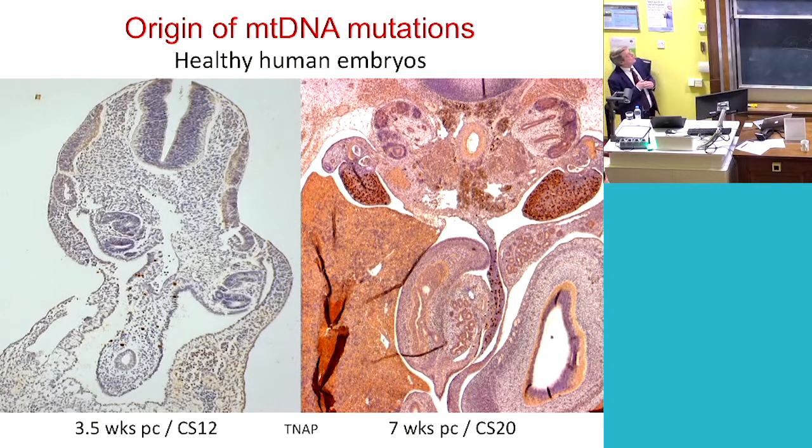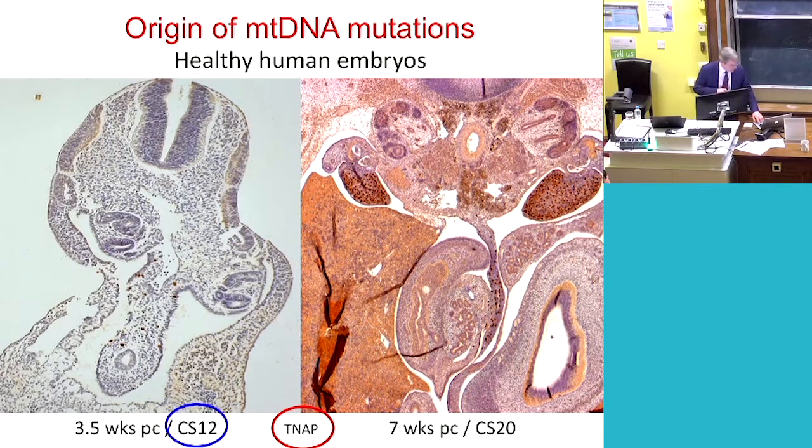This is some data from healthy human embryos between weeks 3.5 post-conception and week 7, stained with something called tissue non-specific alkaline phosphatase, which is brown. You can see the germ cells first starting to appear 3.5 weeks after conception. This is the gut creeping down the gut mesentery, and within a few weeks there are the ovaries stuffed full of these early germ cells, proliferating still and forming these early germ cells.